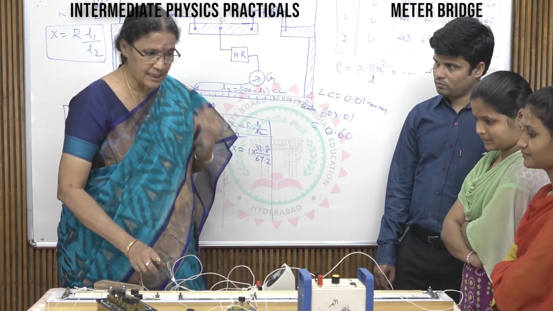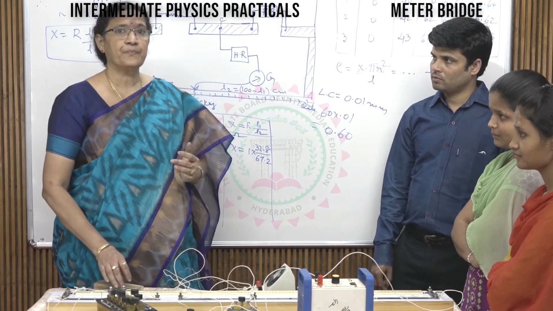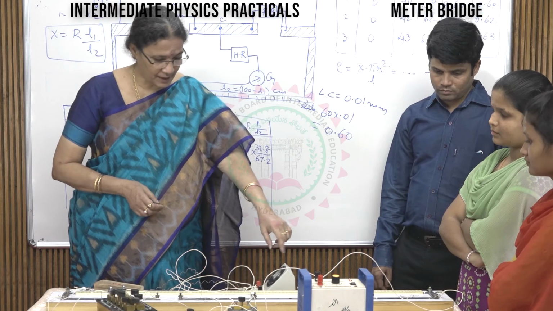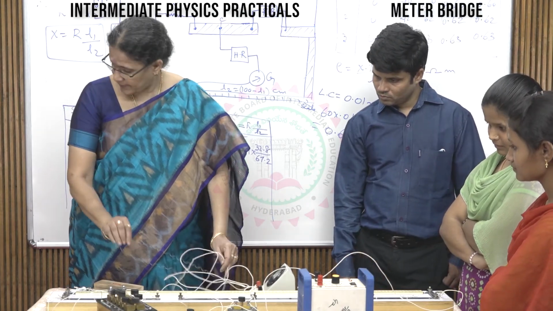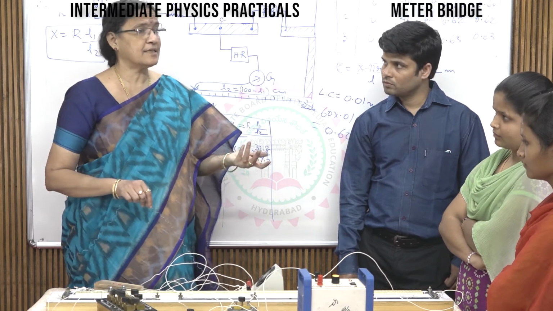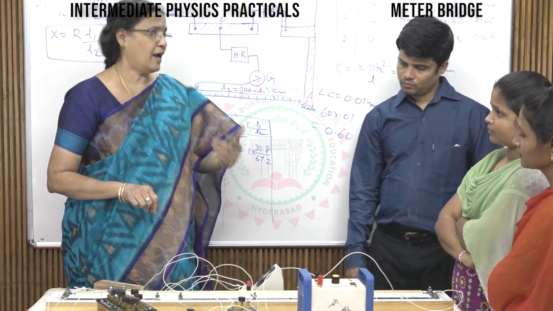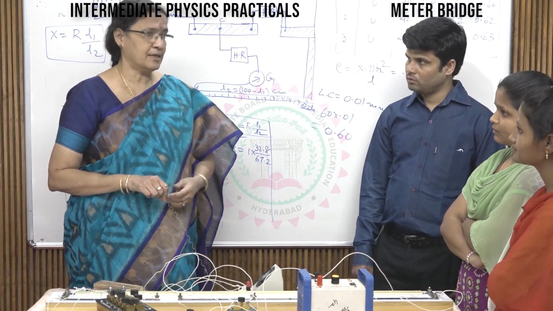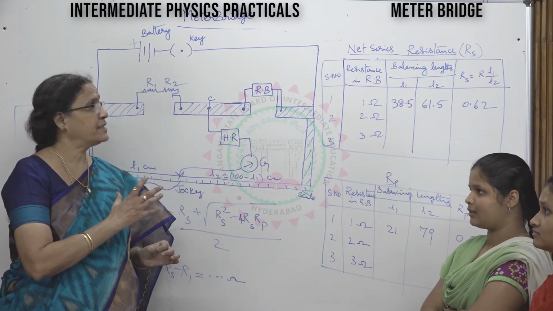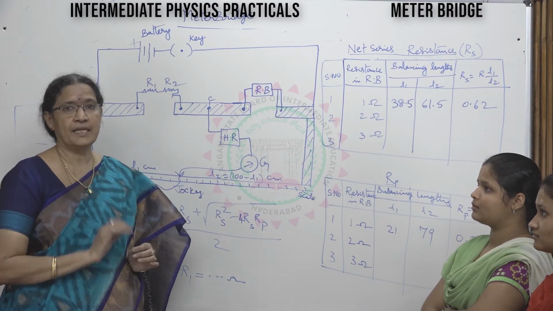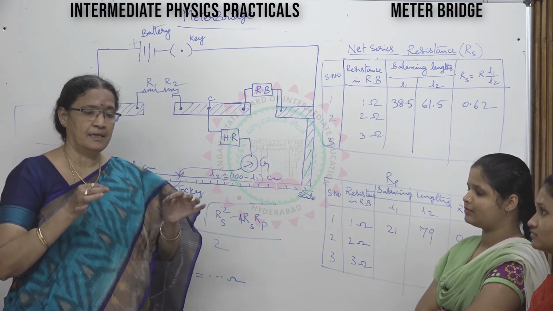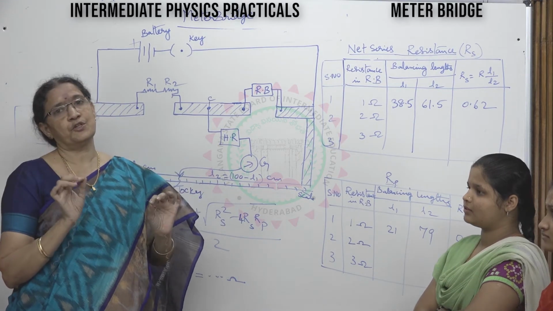Now using the same meter bridge experiment, we are going to proceed further. Instead of one wire, if you are given two wires whose resistances are unknown, we have to determine them. That is the next part. We will continue it. So we have just completed how to find the specific resistance of the given wire. Now we are going to determine the resistances of the two given wires.